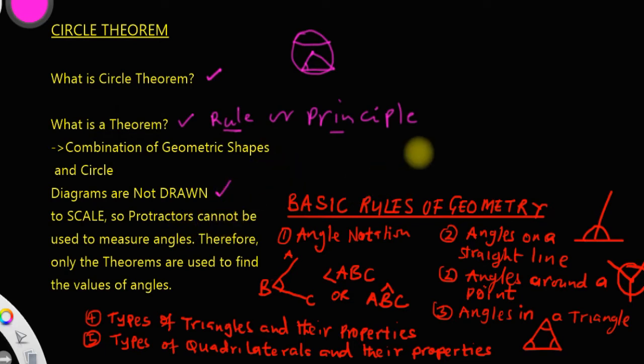So as I said, we are going to combine basic geometric shapes with a circle. That's what circle theorem is really about. So let us look at it. You have to note these basic geometric rules. You have to remember these things. The first one is angle notation, how an angle is notated.